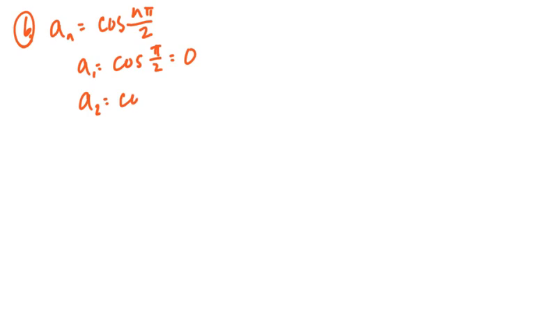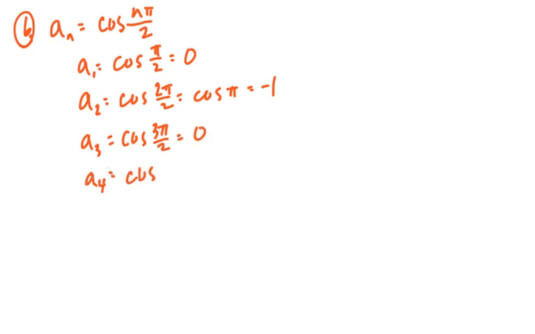A sub 2 is the cosine of 2 pi over 2. This means the cosine of pi, and the cosine of pi is negative 1. A sub 3 is the cosine of 3 pi over 2, and that's 0. A sub 4 is the cosine of 4 pi over 2. Well, that means cosine of 2 pi, which is positive 1.